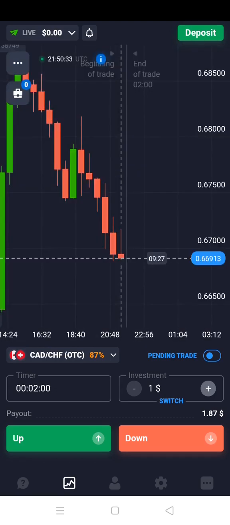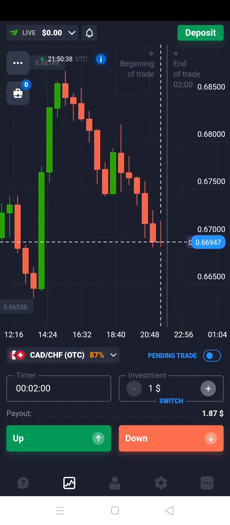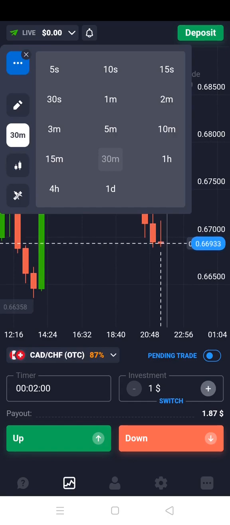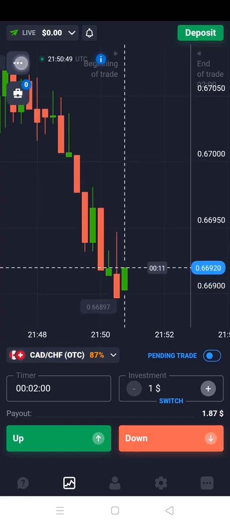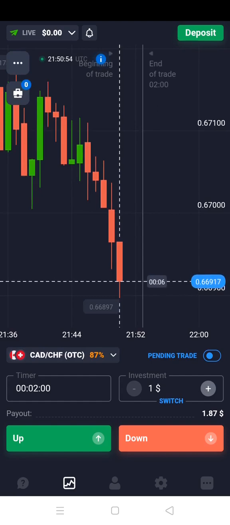If I click on 30 minutes, it will take 30 minutes for each candle there to be created. So that's what it means. So that is the chart. Anytime I say go to 15 seconds chart, you come here. Anytime I say go to 1 minute chart, you come here. All right, so that is what it means.